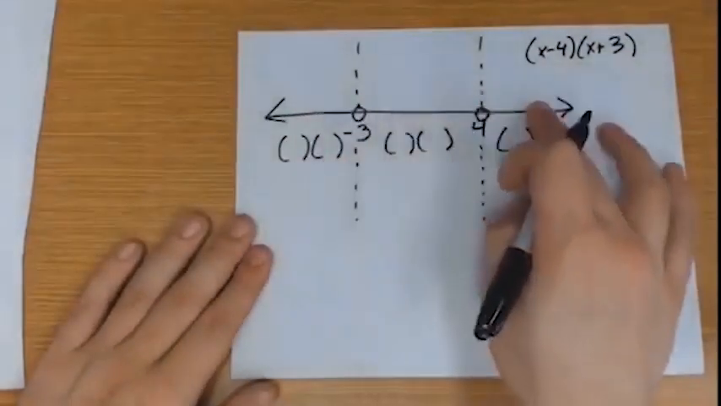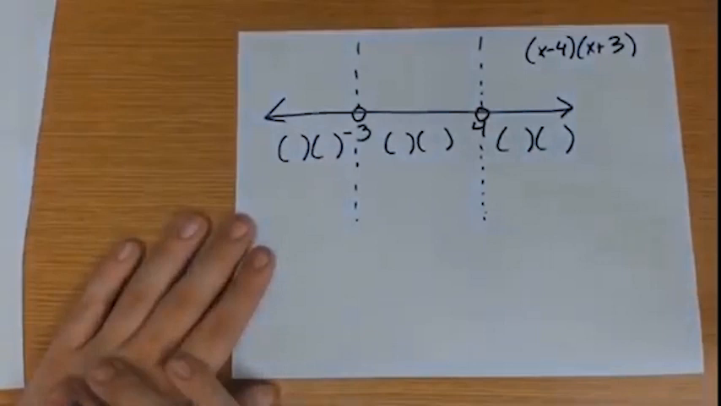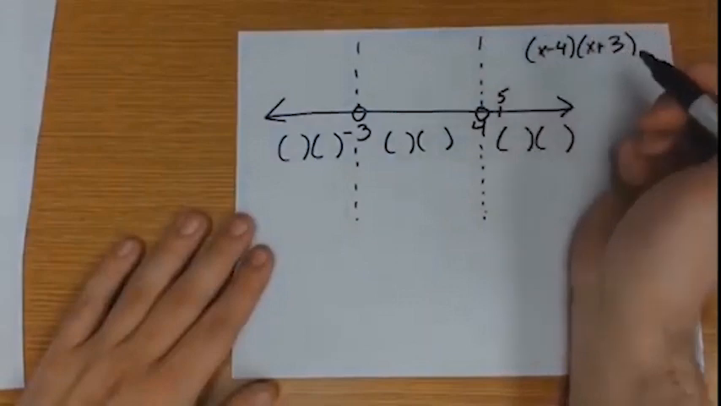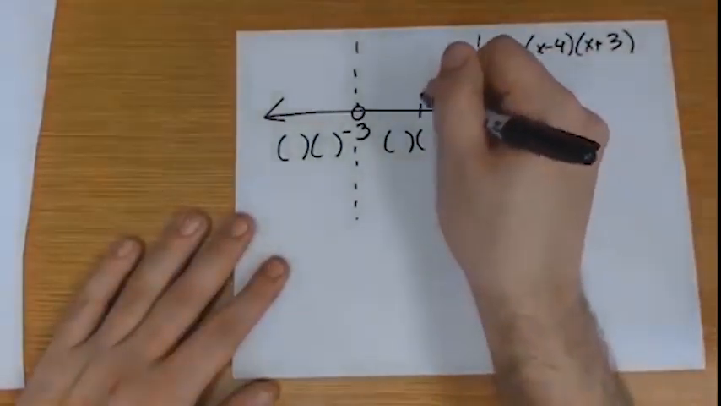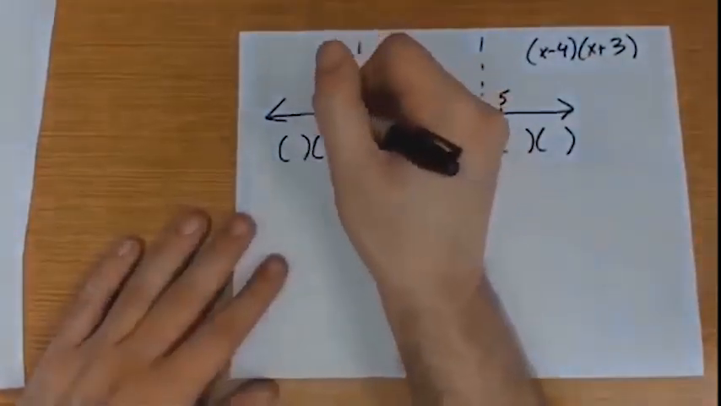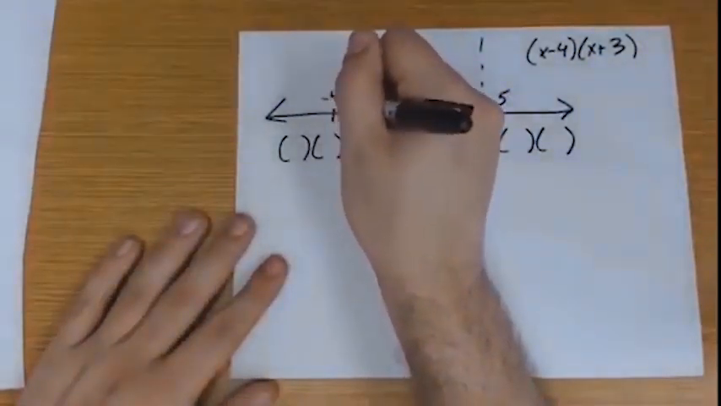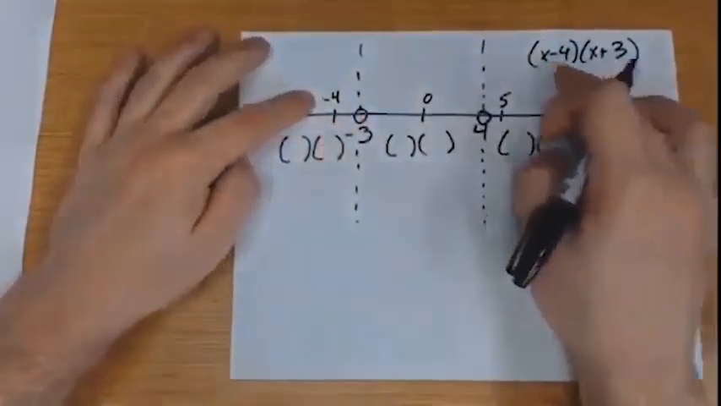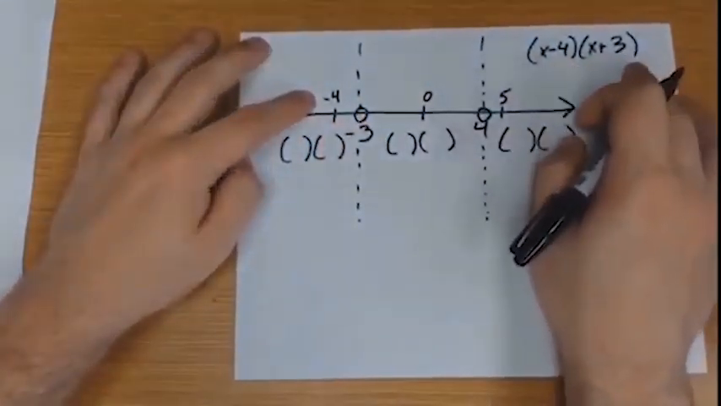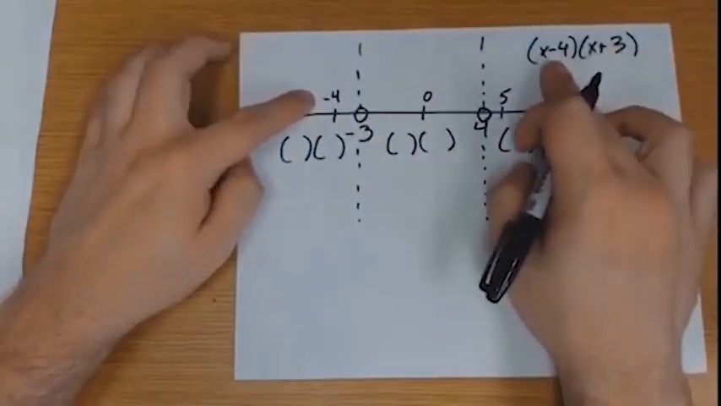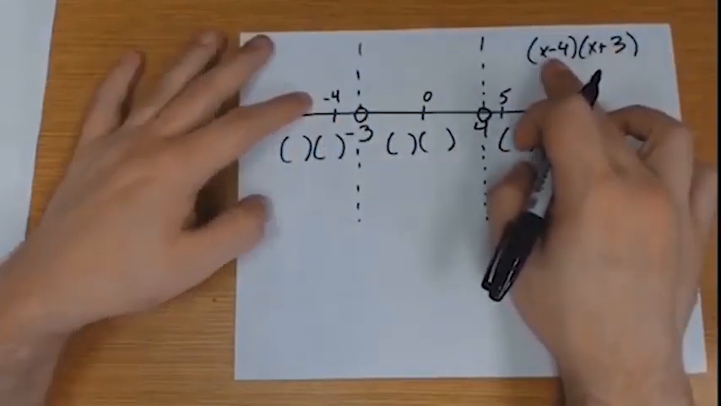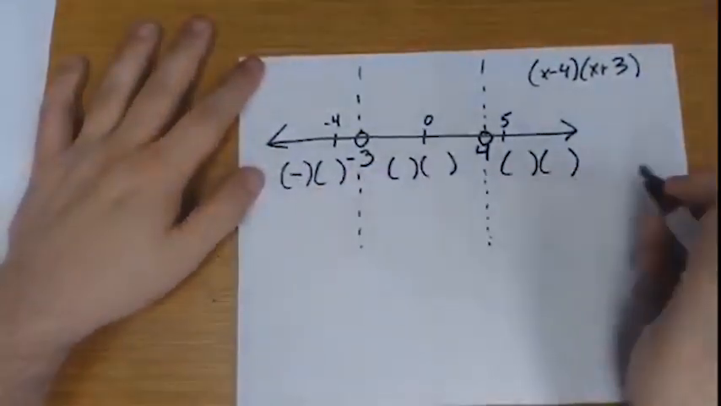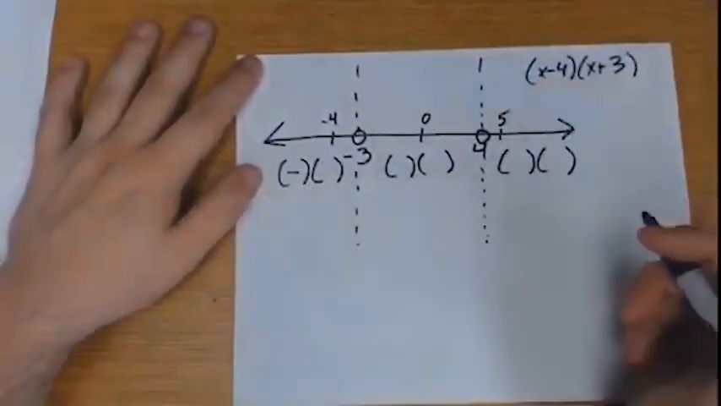Now pick a random number from each of these regions. I'm going to stay as close as I can, so I'll pick 5. Ooh, 0 is an option here. I like that. We'll stay as close as we can here, maybe negative 4. So over here, I'm going to plug negative 4 into factored form. Here, negative 4 minus 4 is negative 8. That's going to be negative. Notice I don't care about the number. I just care that in that parentheses, the number would be negative.